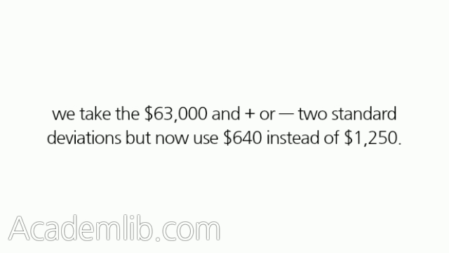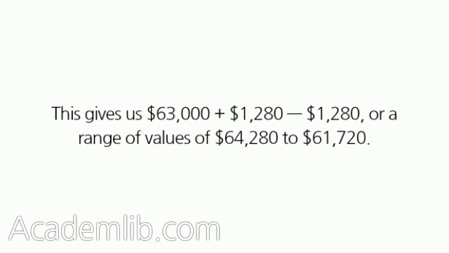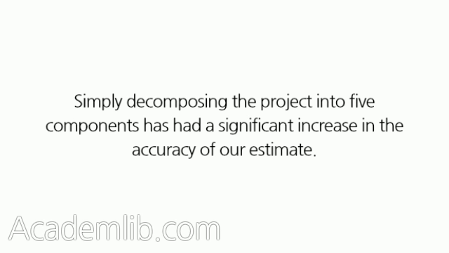We take the $63,000 plus or minus 2 standard deviations, but now use $640 instead of $1,250. This gives us $63,000 plus or minus $1,280, or a range of values of $64,280 to $61,720. Simply decomposing the project into 5 components has had a significant increase in the accuracy of our estimate.